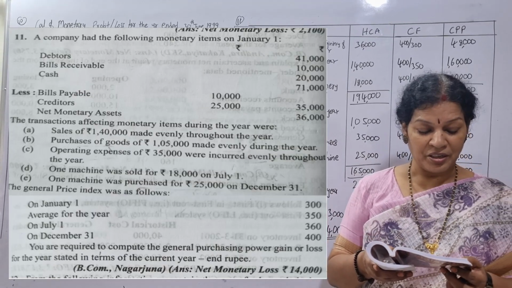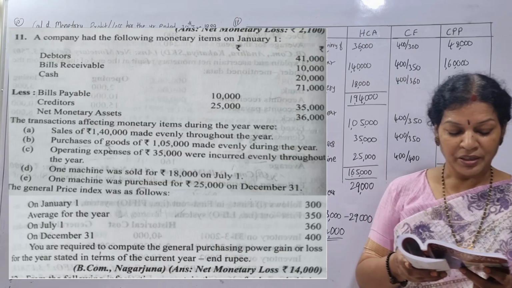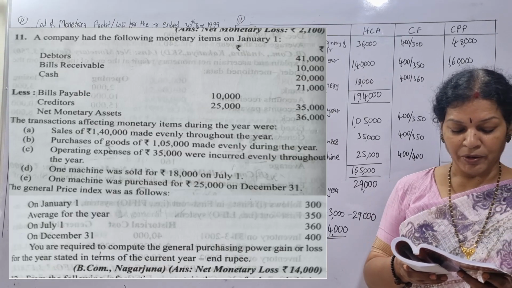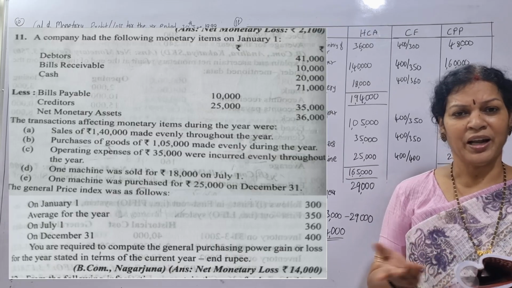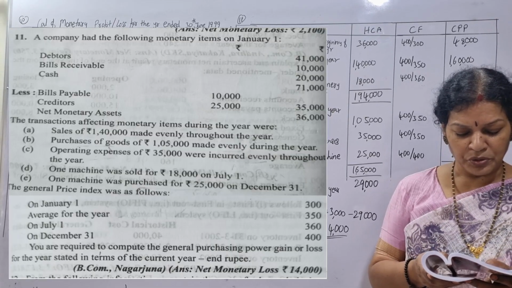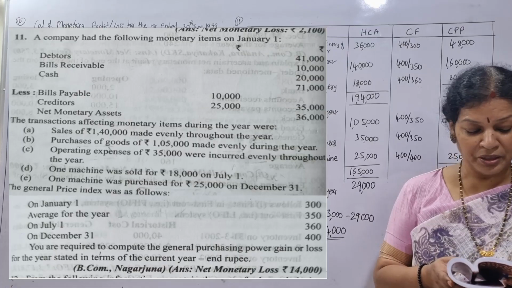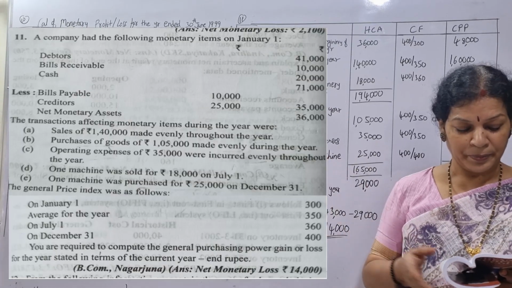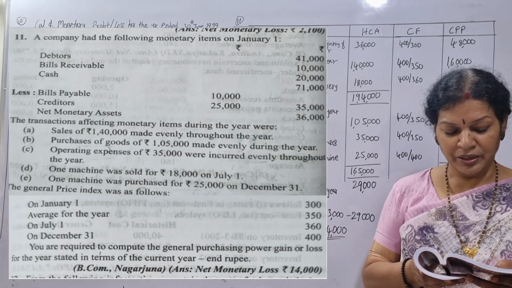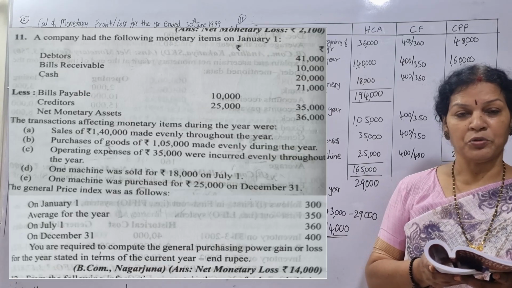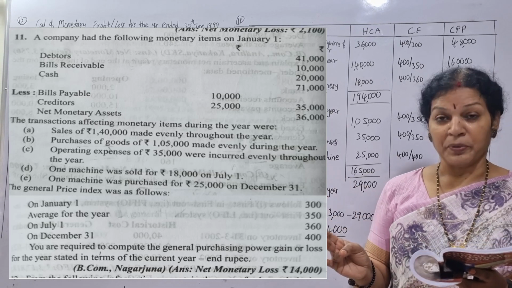Now, downside it is given: the transactions affecting monetary items during the year. What are the transactions? Sales, 1,41,000 made evenly throughout the year. Sales is an income; we'll add. Purchase of goods, 1,05,000 made evenly during the year. Evenly during the year means throughout the year. And operating expenses, 35,000 incurred evenly throughout the year. So this is also evenly. Purchases and operating expenses, both we are going to deduct.